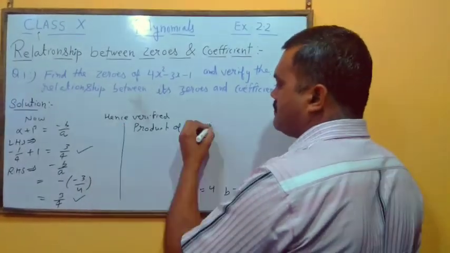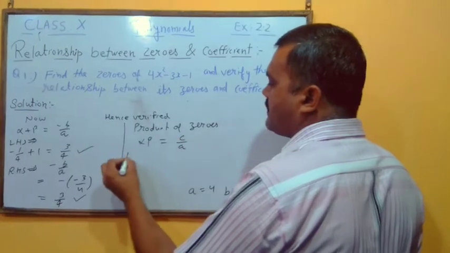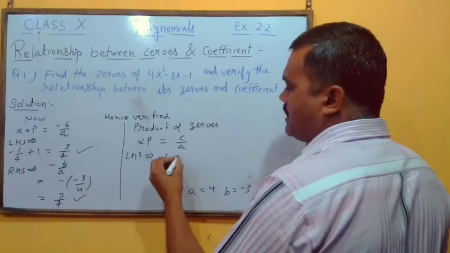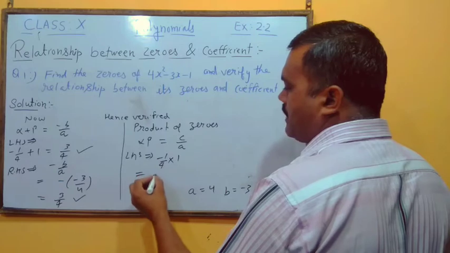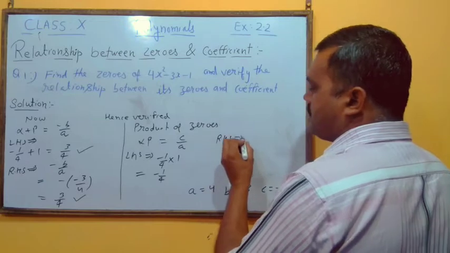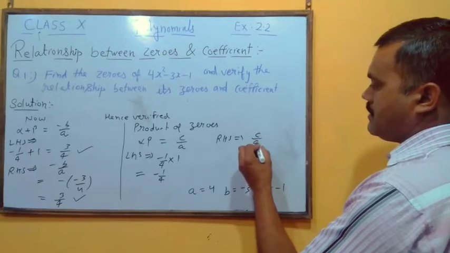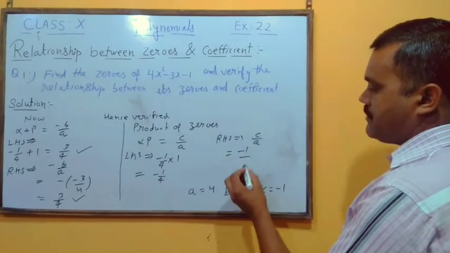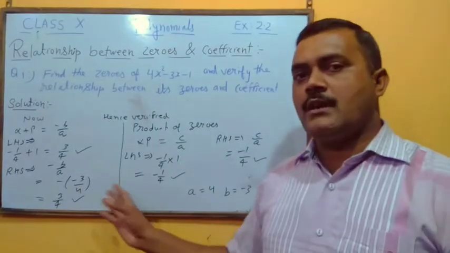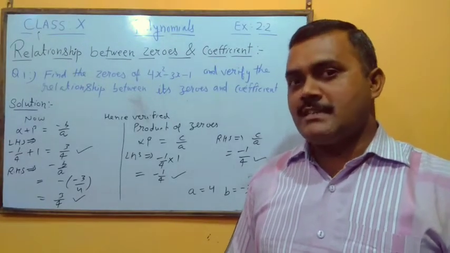Now we have the product of zeros. Alpha into beta should be c upon a. On the left hand side, alpha was −1/4 and beta we calculated as 1, so it comes to −1/4. Now let us see the right hand side. C is −1, so c upon a is −1 upon a, which was 4. These two answers are the same, so this is also verified. This is the way to verify the relationship between the zeros and coefficients of a given polynomial by finding its zeros. Hope this is clear to you all.